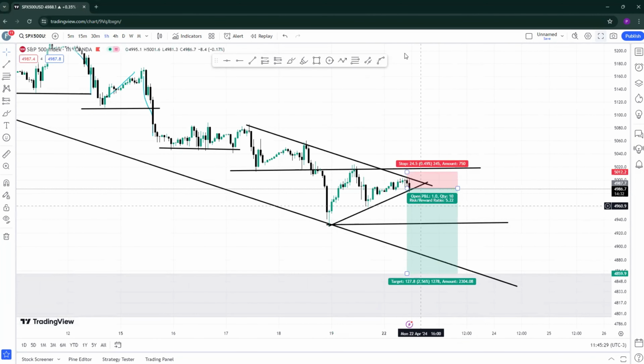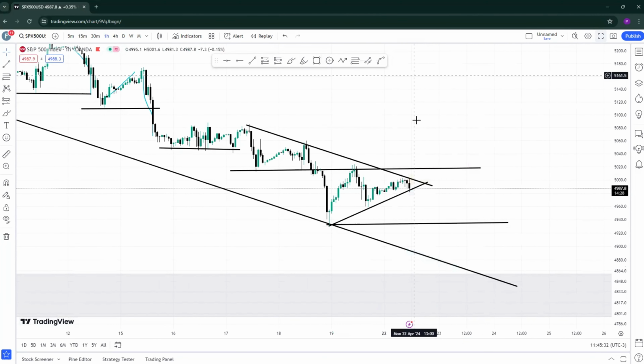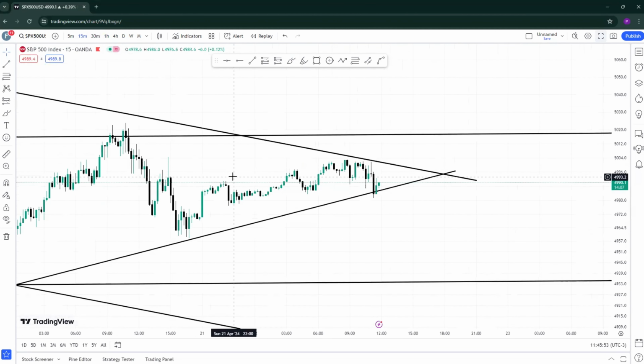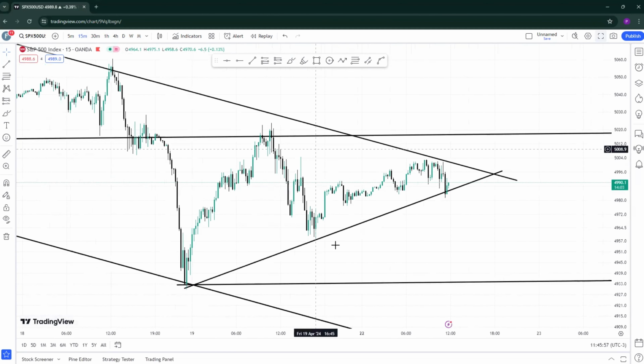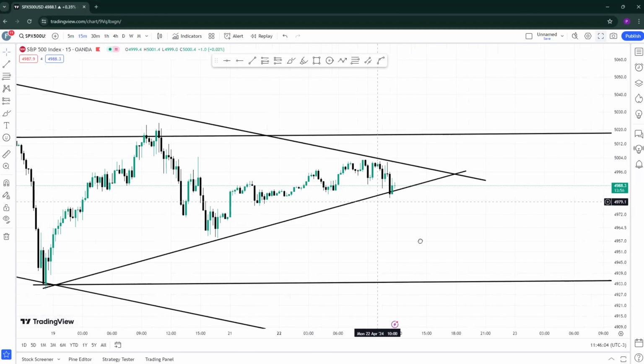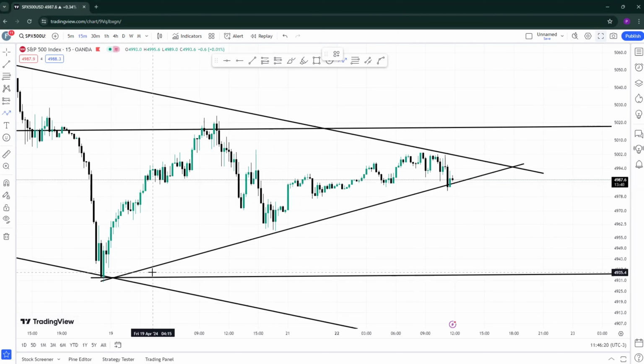If you're a day trader and you don't want to hold your trade overnight, you have to scale down to the 15-minute time frame. We can see the market in the bullish form. Let me show you something over here. When the market is in the bullish form like this, it always creates impulse movement, correction movement.